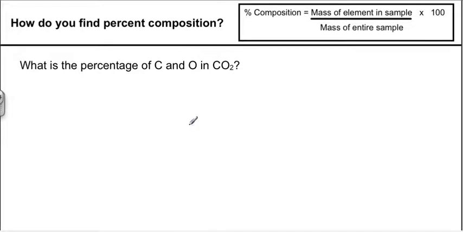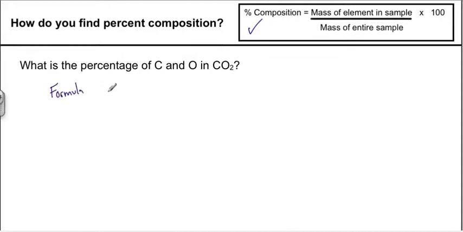Another example problem would be, what is the percentage of carbon and oxygen in CO2? And hopefully you notice already that this is a little bit different from what we just did. I haven't given you the masses. And so what you're going to do is you're going to have to figure that out yourself. You're still going to use the same equation, but you're going to have to figure out the mass. And what you're going to use is the formula mass.